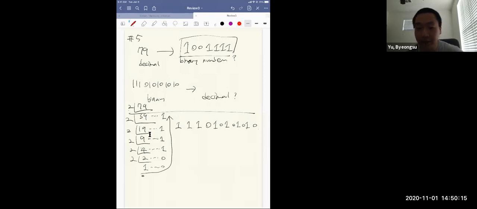So I got the number 1001111 by dividing 79 by 2, getting the quotient and remainder, and dividing the quotient by 2 again to get a quotient and remainder. You just repeat this process until you get 1 or 0 at the end, right? Then all you need to do is write down the remainders, from the last one to the top one, from bottom to top, to get this number.